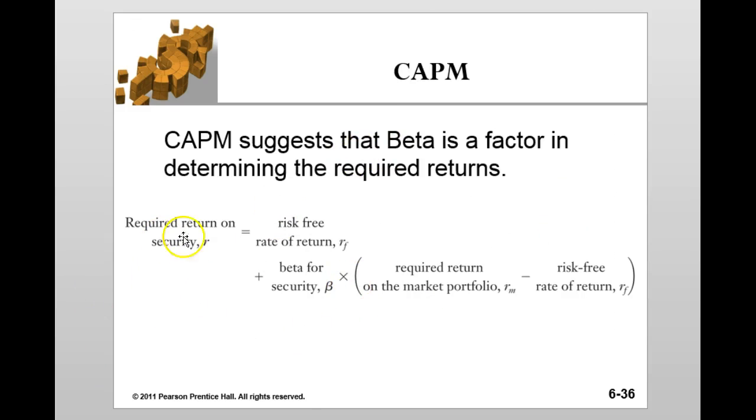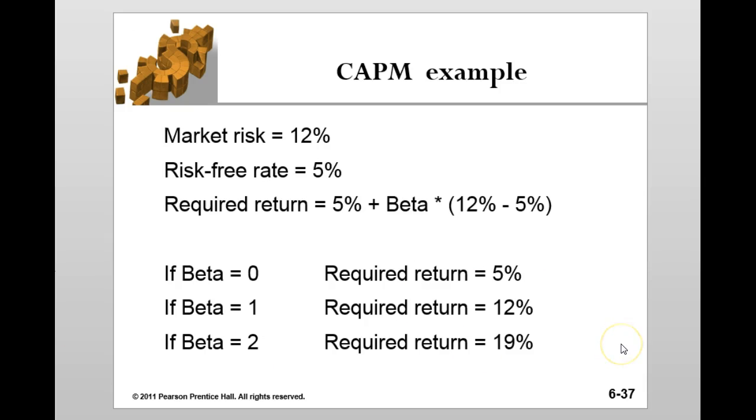Here is the actual formula. You want the risk-free rate of return, and then you want to take the beta times the required rate of return from the market portfolio minus the risk-free. And it looks like this. The market return is 12, the risk-free rate is 5. So 5% plus the beta times the premium. If beta is 0, if I multiply 0 times anything, I'm going to get 0, so my required return is 5. If beta is 1, if I take this 12 minus 5 times 1 plus the 5%, my required return is 12.